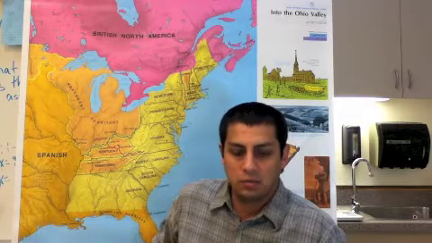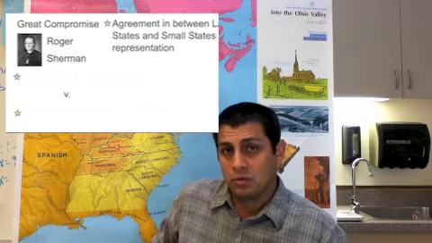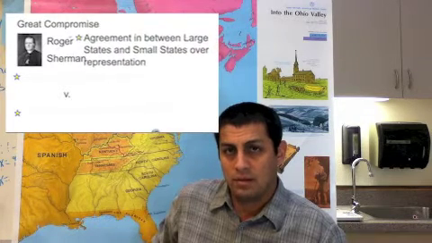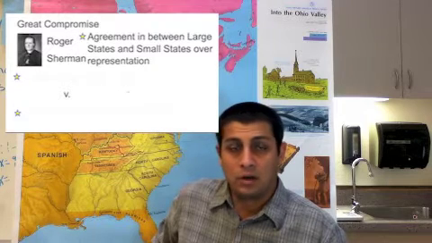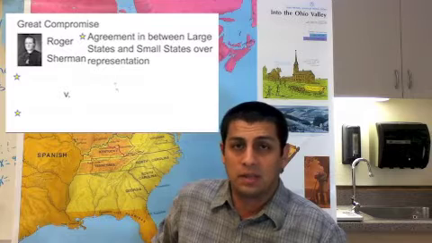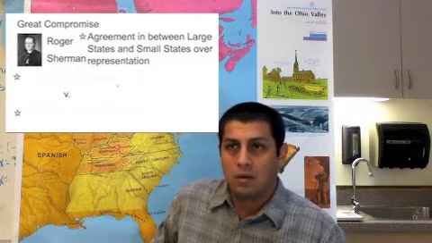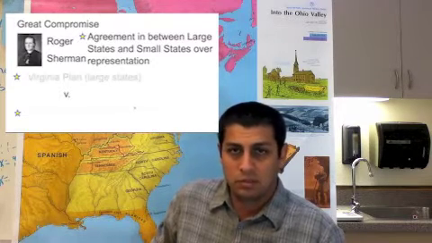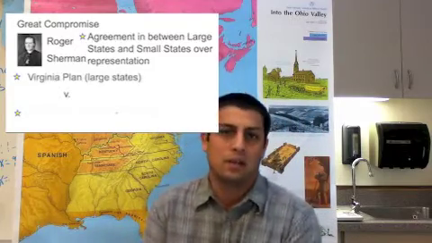The Great Compromise was an agreement between two groups. It was presented by Roger Sherman, and the two groups were arguing about representing states in a legislature by population, or being able to represent states equally. Of course, some states' populations were much larger, and the smaller states did not like that.